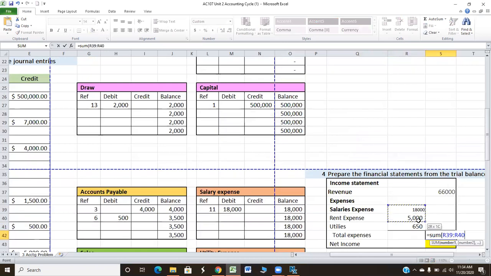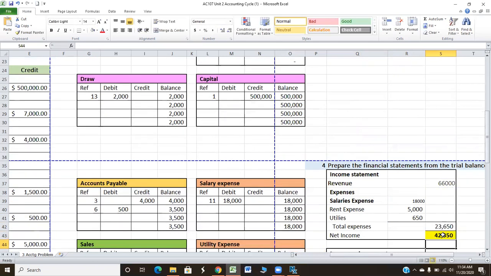So it's the sum of all these, and then close your parentheses. Make sure you hit the right button. So this is our total expenses. Net income. A company's net income is what they earn from their revenues minus their expenses. So net income is going to be this total revenue minus the total expenses. So they had total income, net income of $42,350.